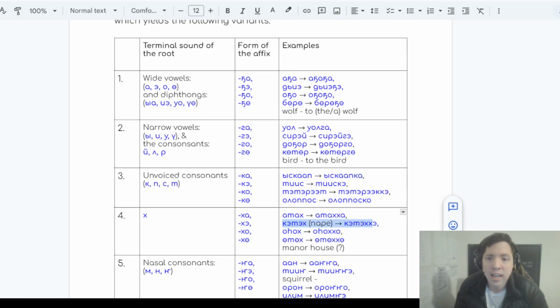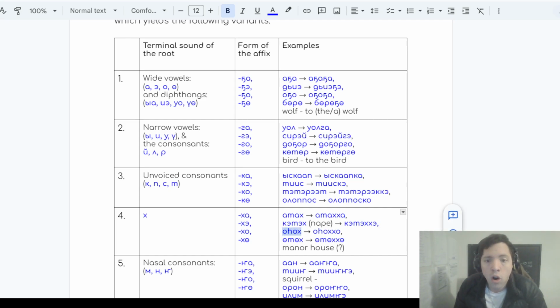Kitech, kiteke, nape. I actually had this word and this example for the dative case with my old teacher, and she tried to explain to me what that meant, and I couldn't figure it out for the life of me. I have no idea what nape means. I guess it means the bottom of the neck or something. So I don't even know if that's a common word in Sakha. Again, if you're a Sakha speaker and you're watching this, do you say kitech? If you do, how would you translate it into English without saying nape? Because I don't know what that means.